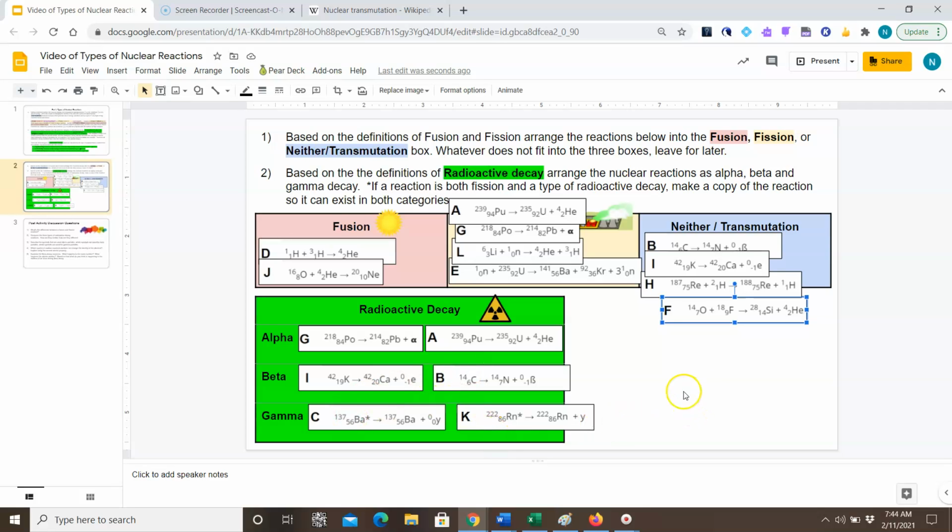So I hope that helped. I want you to take a look and see how some of the things do overlap. Like for fission, alpha decay also falls under the category of fission. And beta decay falls under the category of transmutation. Whereas gamma is just under its own thing. It's just gamma decay.